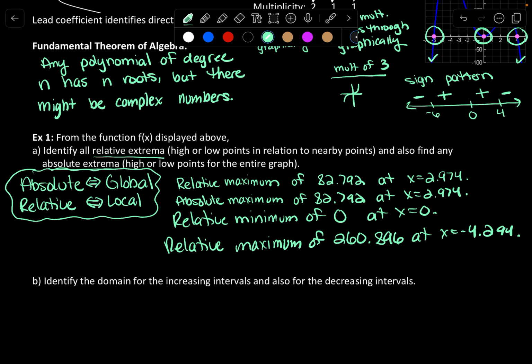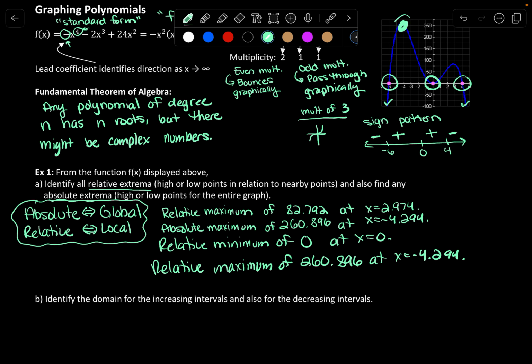And I just noticed something. I switched my maximums. That second one, I mixed up my left and my right maximum. And I noticed that because of the y value. So my absolute was this one, 260. Obviously, because I can see that it's greater than the 82, okay? So we'll say the absolute maximum of 260.896 at x equals negative 4.294. So my absolute maximum is here, which is the 260, and then my relative maximum is here, which is the 82. Okay, so I got them switched the first time.